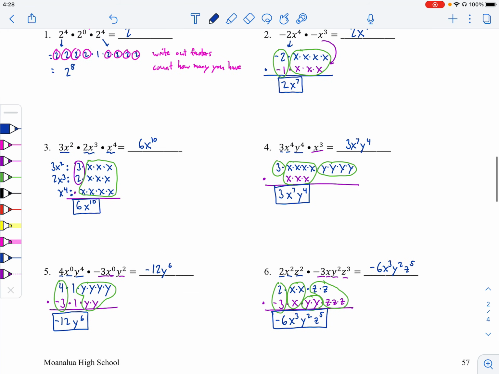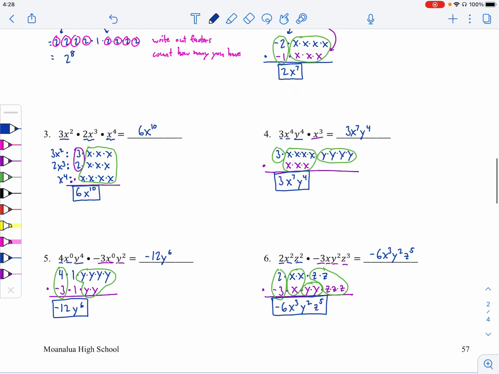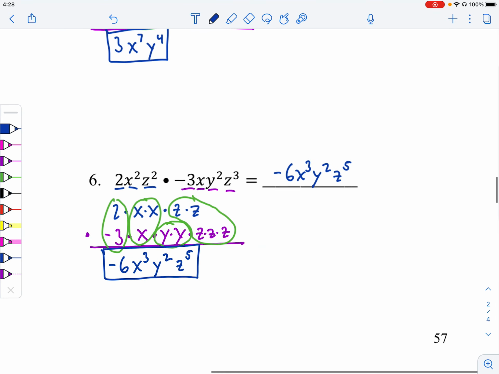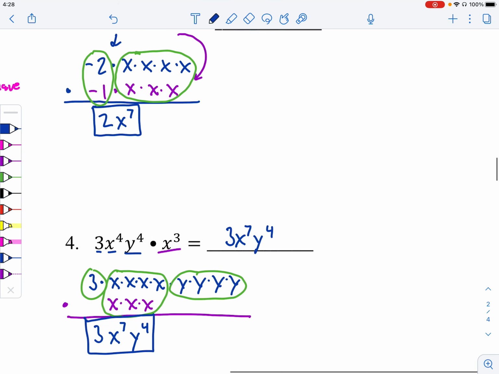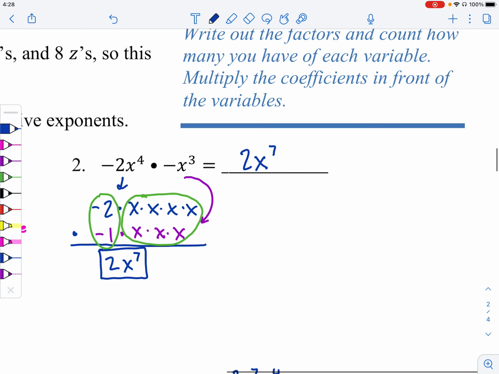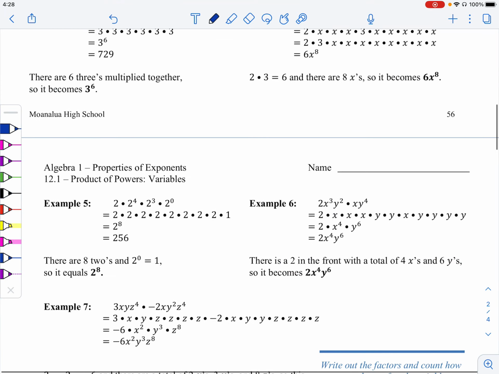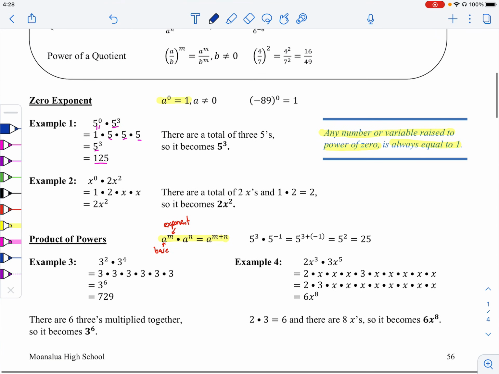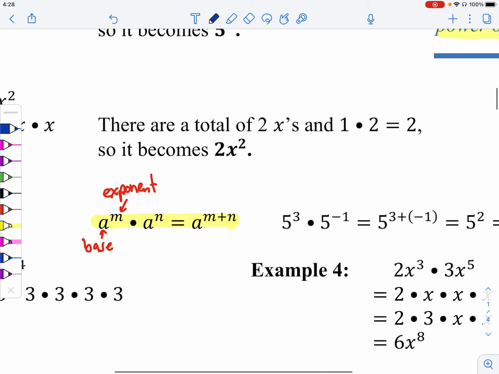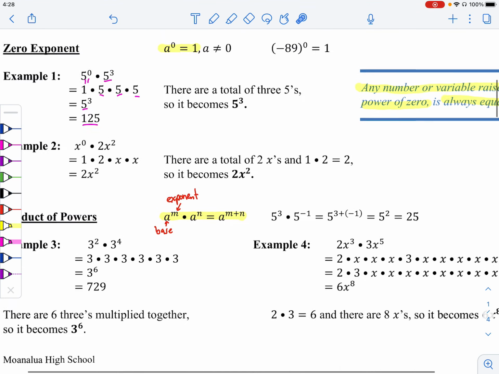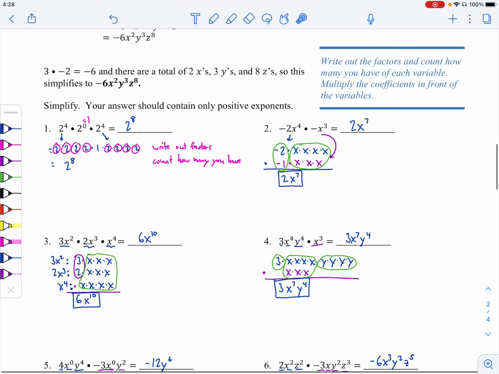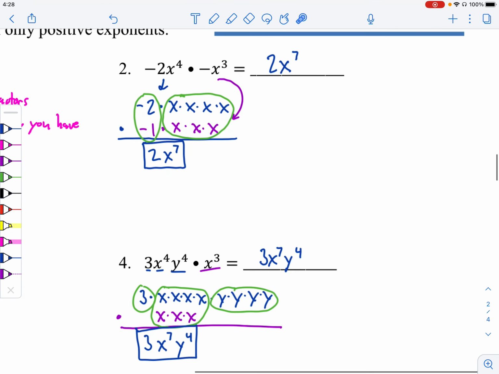So you notice, what is the shortcut? Well, you could write it out all the time. It's pretty simple, right? Just go through that and add how many you have. And then you could do the shortcut, which is what we're talking about with the powers, the product of powers. We're saying that you could add the exponents if you had the same base, right? But I want you guys to write it out here.